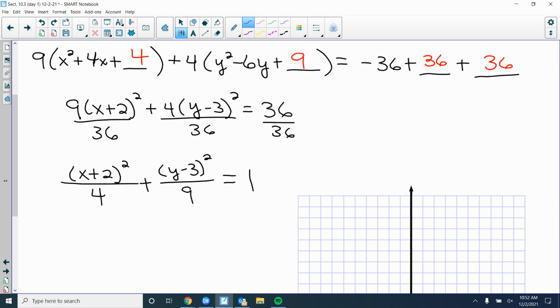Graph it. If you're not quite sure, just hold on. If you think you're good, find the center. Figure out how far to go left and right, up and down. And then don't forget to find your foci.